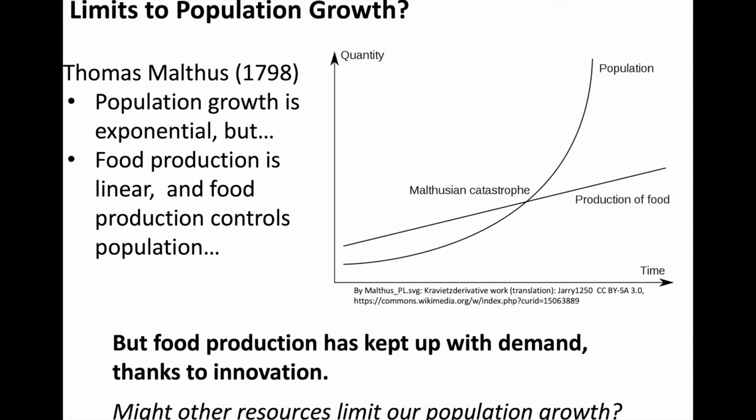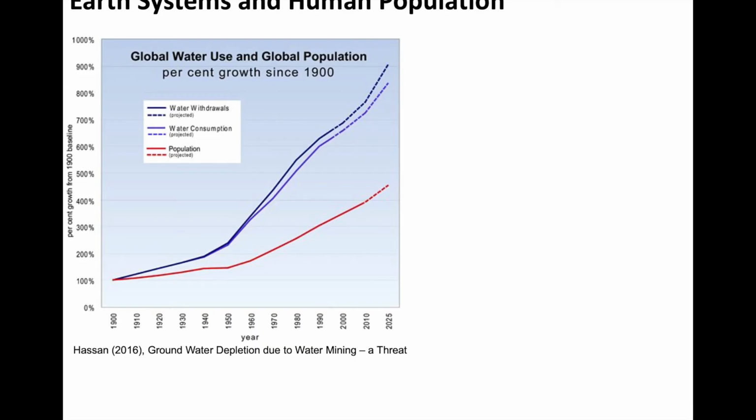Now people ask whether other resources might start to limit population growth in the future. Here are two examples of how our use of Earth resources has changed with increasing population. On the left, we see that global water use has been increasing about twice as fast as population growth since 1900. So here, our resource use is going up even faster than population. We'll talk more about freshwater resources in a few weeks. But in the tiny print, you might notice that this figure comes from a scientific paper about the threat of groundwater depletion, which means using more than is naturally replenished, and hints that our freshwater supply has its limits.